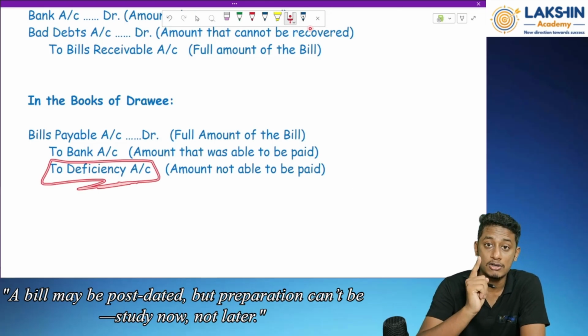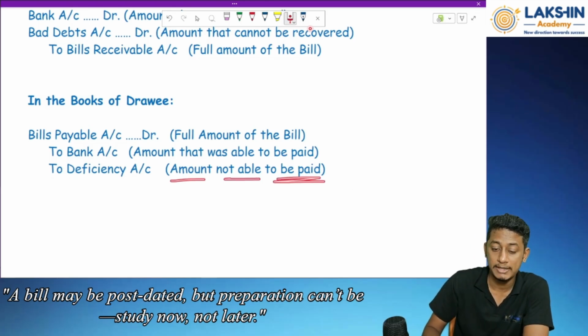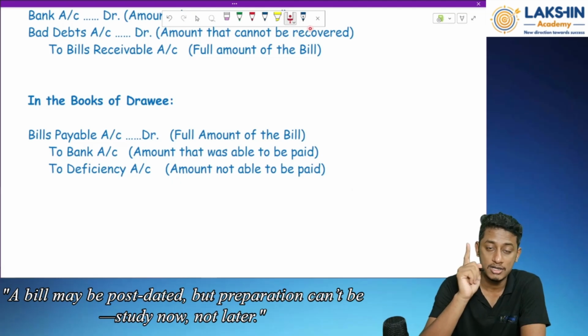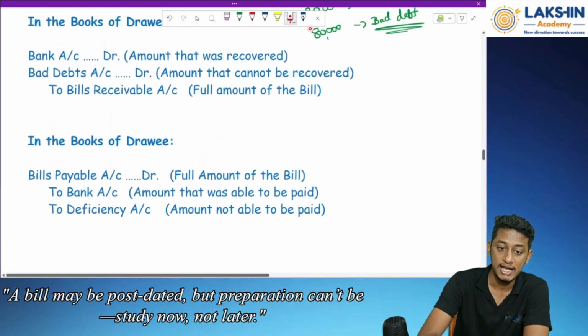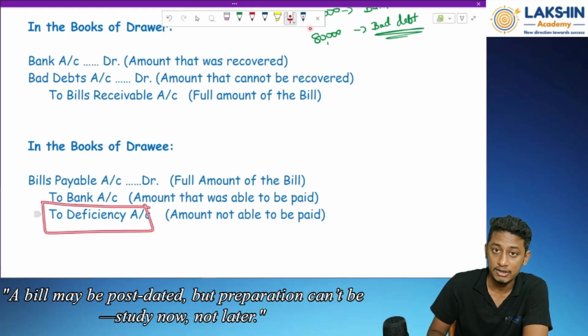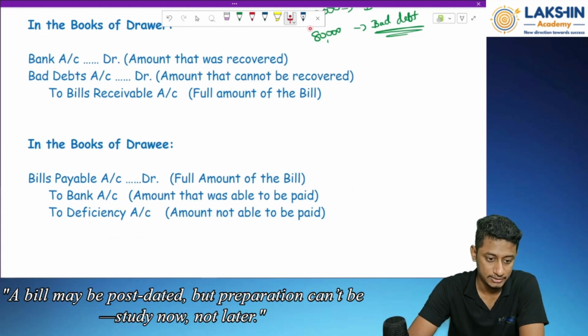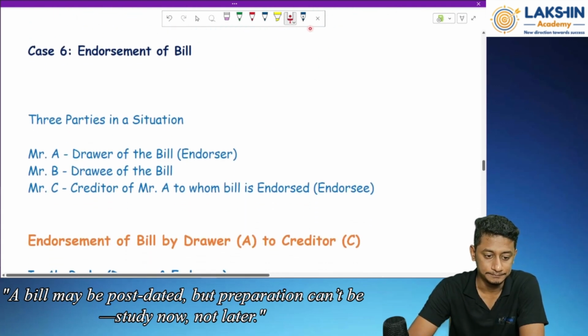An account called deficiency account. The amount not able to be paid will be transferred to an account called deficiency account. So for Mr. A, it will be an expense, so it is debited. For Mr. B, it will be an income kind of account, so it will be a credit entry over here. Clear? Yes. Now, moving ahead.